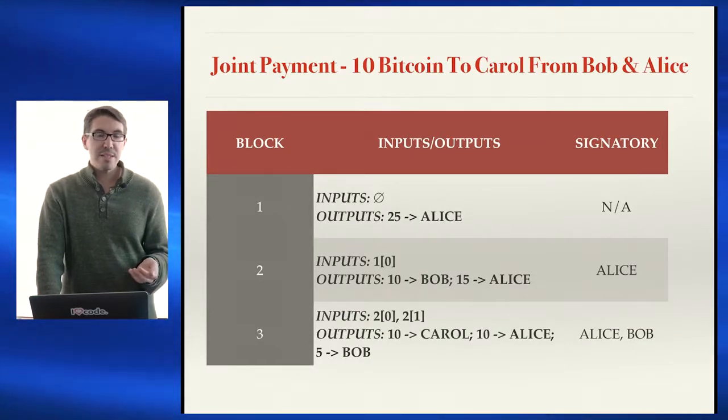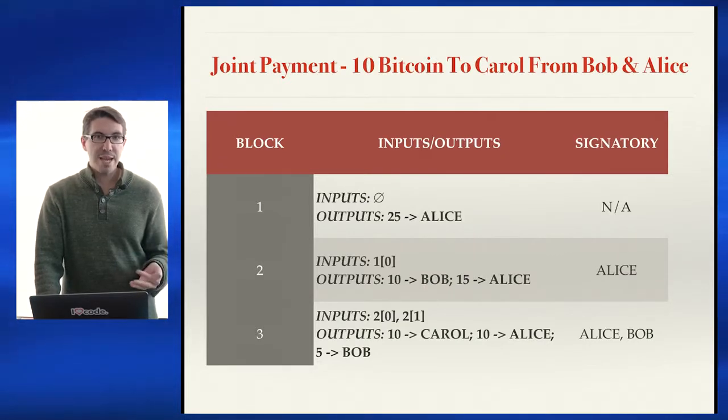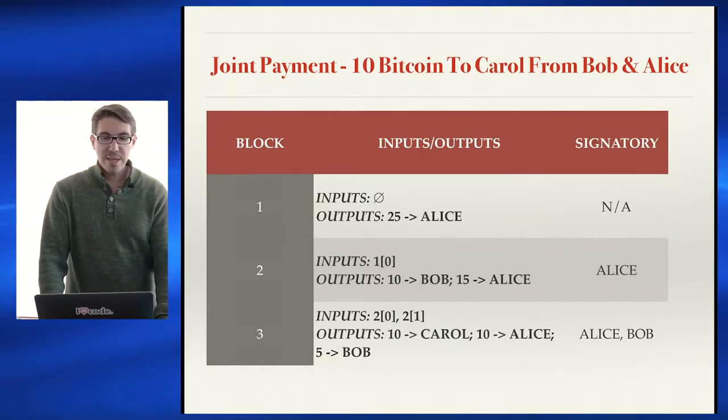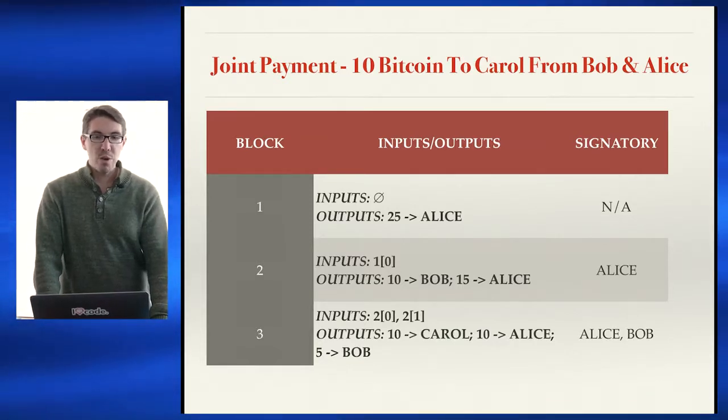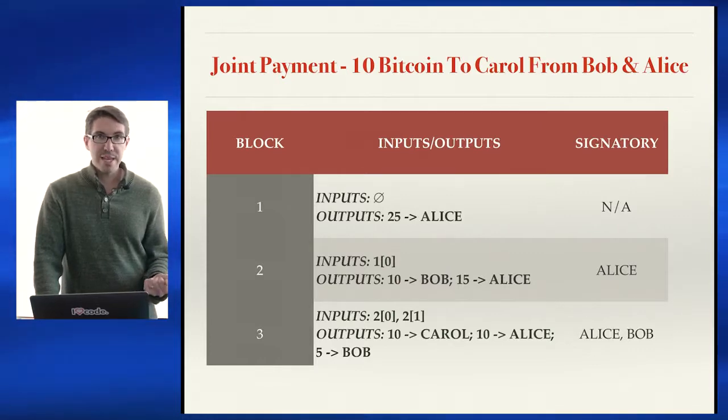It also allows us to easily do things like joint payments, where here you can have multiple UTXOs from multiple people or multiple addresses that all go to the same or similar users. So here, for instance, in block 3, we can see that the inputs are 2 sub 0 and 2 sub 1, that is Bob and Alice together, so that's 25 coins altogether in terms of UTXOs, but they're sending 10 to Carol together and then simply getting their change back.